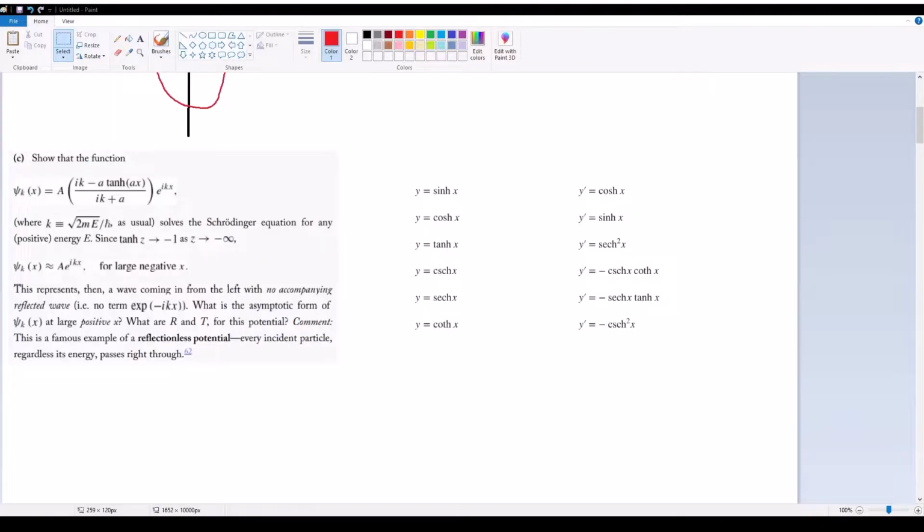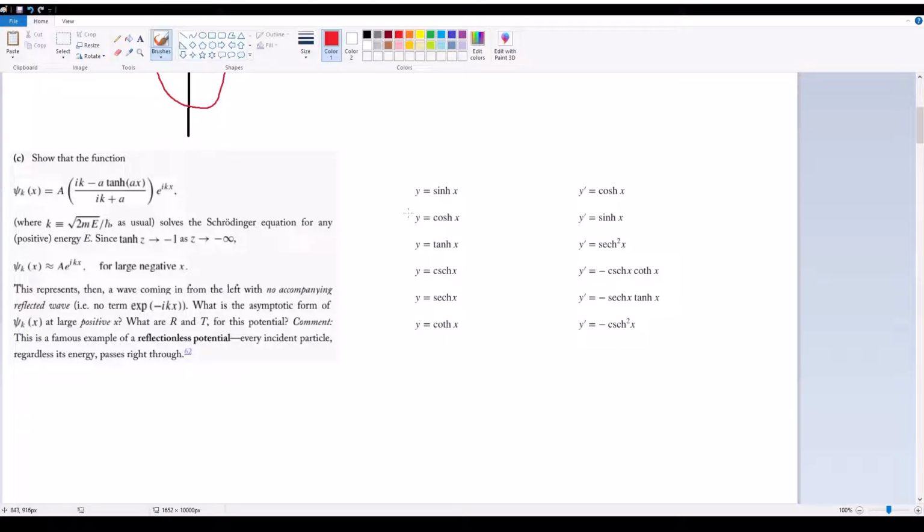Okay, part B has multiple parts, so I'm going to take this one at a time. We want to start by showing that this super complicated function, psi sub k, where k is equal to root 2mE over h bar as usual, solves Schrodinger's equation for any positive energy E. So what we're trying to show for this first part is that this psi k can be plugged into Schrodinger's equation and gives us a valid solution for any arbitrary value of E.